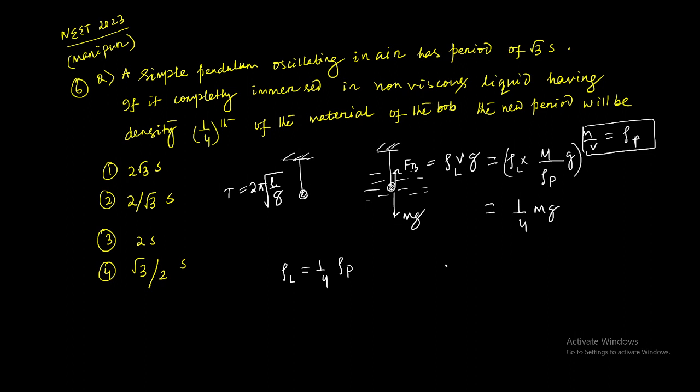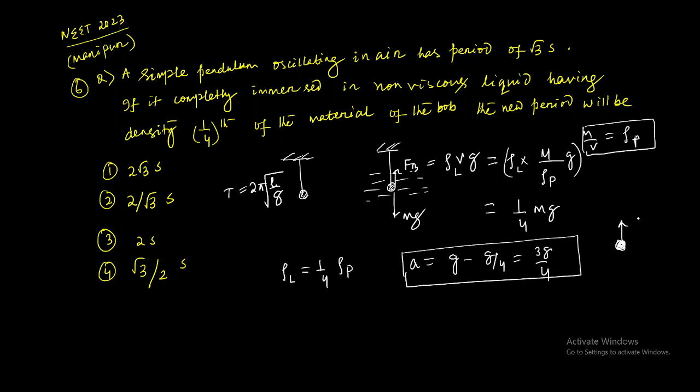So mg downward and upward 1 by 4 mg. Net force will be downward then. So net acceleration will be g minus g by 4. That will be 3g by 4. Got it? Because I can draw the free body diagram of this one. This is the pendulum. Upward it will be mg by 4. Downward it is mg. Net acceleration a is downward, so ma equal to mg minus mg by 4. From there I am writing this one. Got it? So 3g by 4 is your new acceleration.